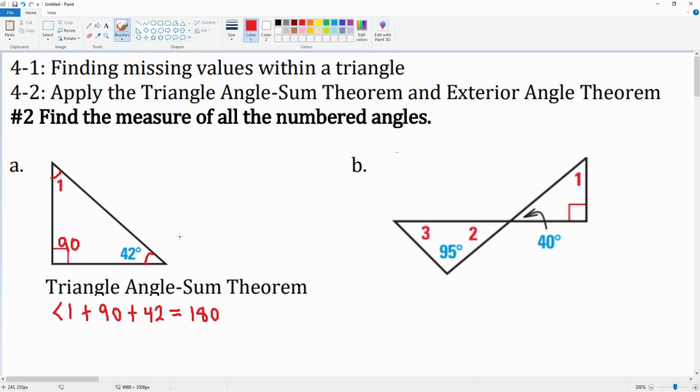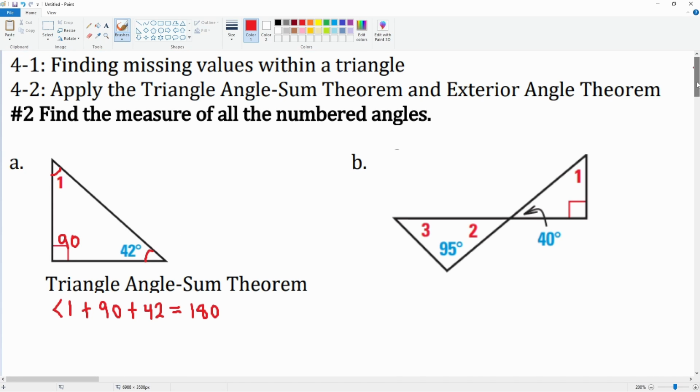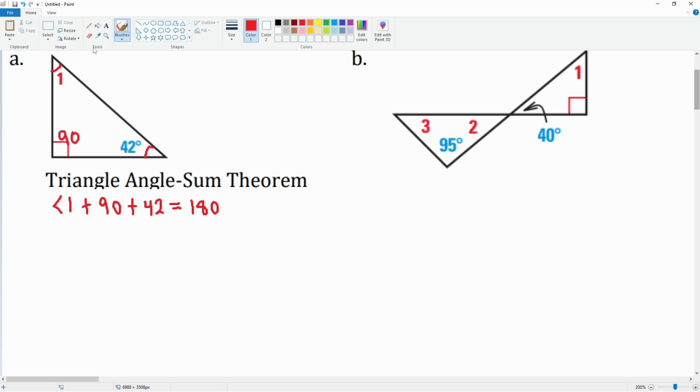Now we can do that 90 plus 42. That 90 plus 42 is going to be equal to 132. Bring down angle 1, and that equals 180. Okay, we have to subtract 132 from both sides to get angle 1 by itself. This leaves you with angle 1 is equal to 48 degrees. So angle 1 here is 48 degrees.